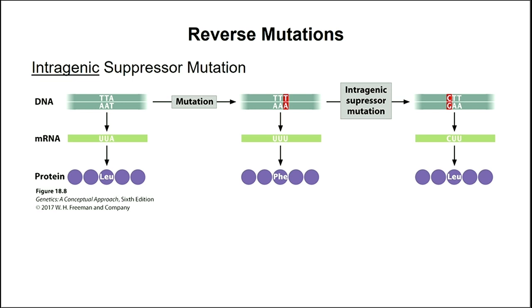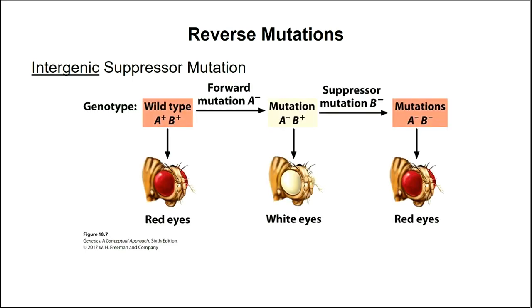Okay? Now, an intergenic suppressor would be a mutation in a different gene. And these intergenic suppressor mutations are actually used a lot in research to help us understand the relationship between proteins and things in different phenotypes. So for example, if we have a wild type or normal fly that has red eyes, and we mutate this fly so now it has white eyes. So now this fly has a mutation in a gene that's causing its eyes to be white.